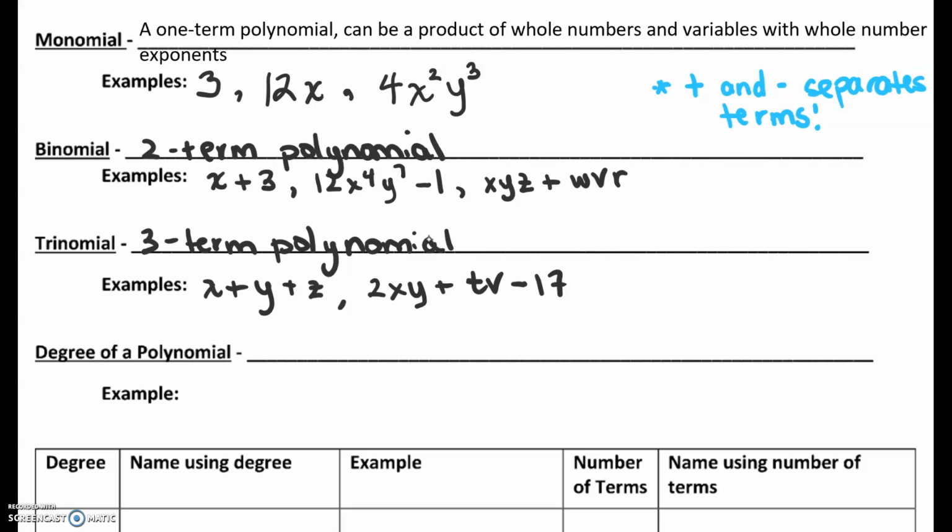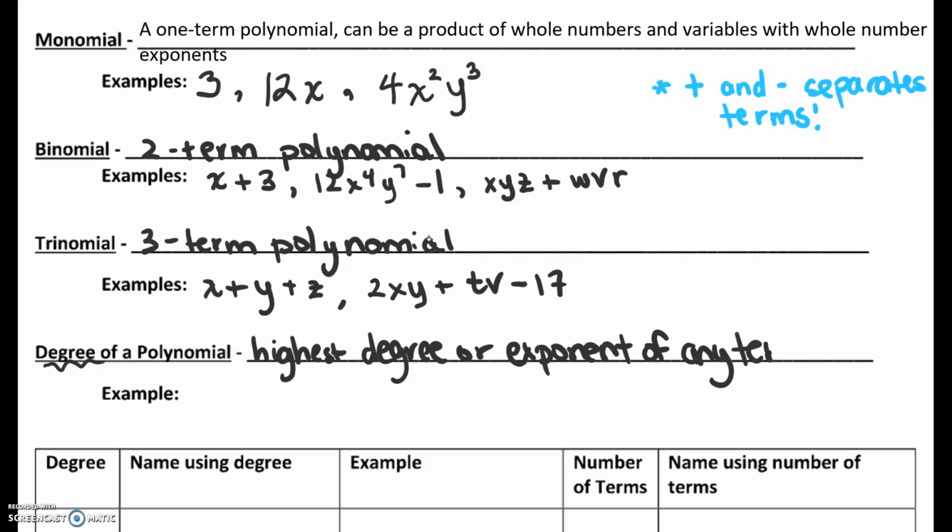Then we change gears a little bit, and we're going to start looking at the degree of the polynomial, and that is going to be based on the exponent. So this is going to be the highest degree or exponent of any term in a polynomial.